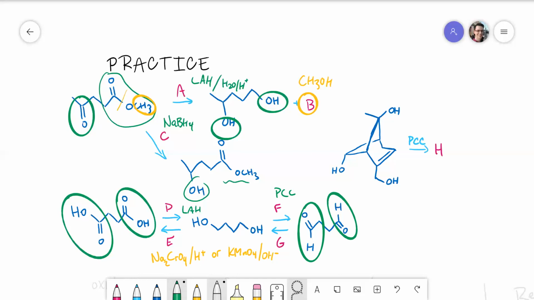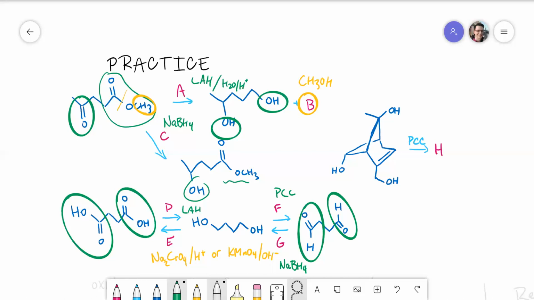Reducing aldehydes to alcohols, we could use any of our reducing agents, NaBH4 or LAH. Generally, if given the choice between the two, we should use the less caustic or less reactive of the two, NaBH4. Again, like I said, LAH is very reactive, and it's really not great to use if you can avoid it. Okay, last one, fun.